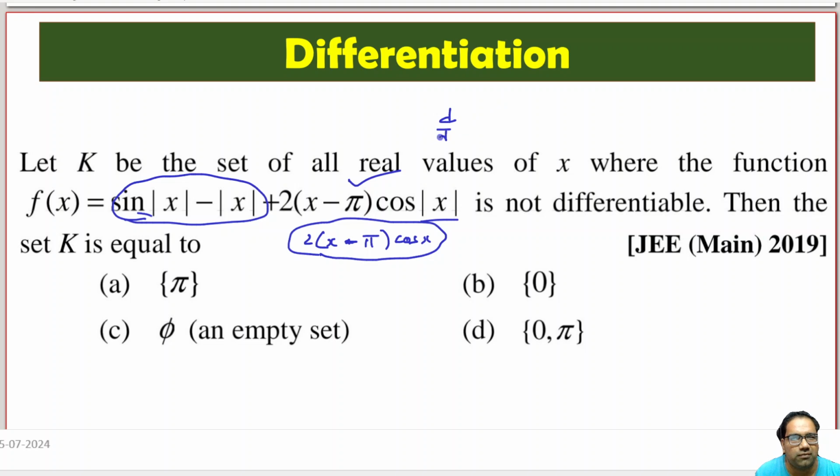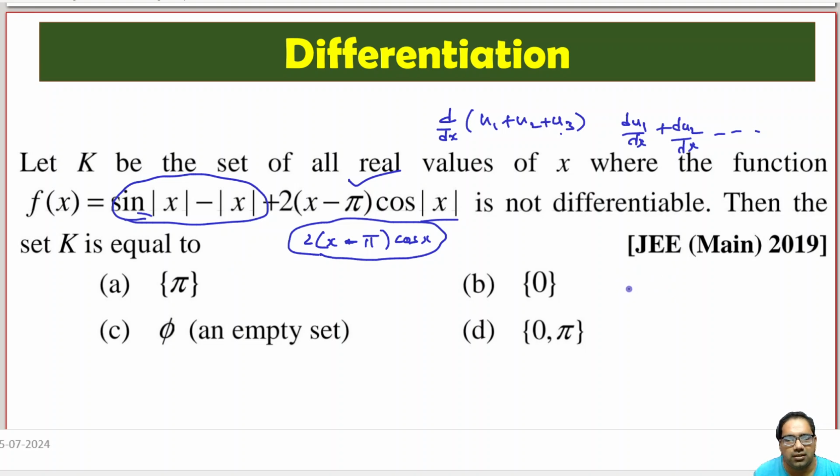We all know d by dx of u1 plus u2 plus u3 is du1 by dx plus du2 by dx plus du3 by dx, like this. If the functions are individually differentiable, obviously the sum is also differentiable. So now we have to check about these two: the sine of absolute value of x minus absolute value of x.